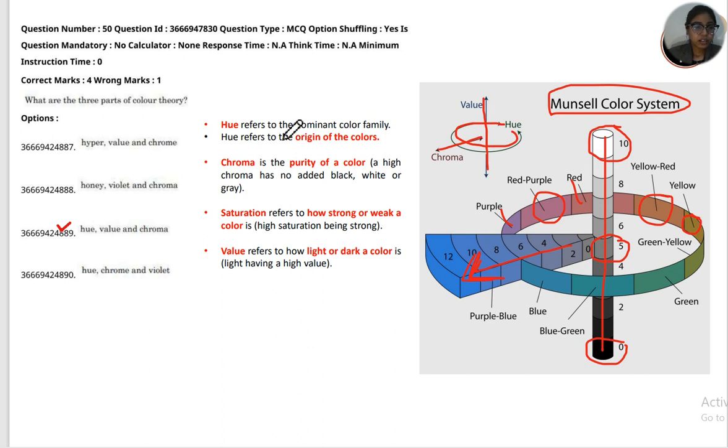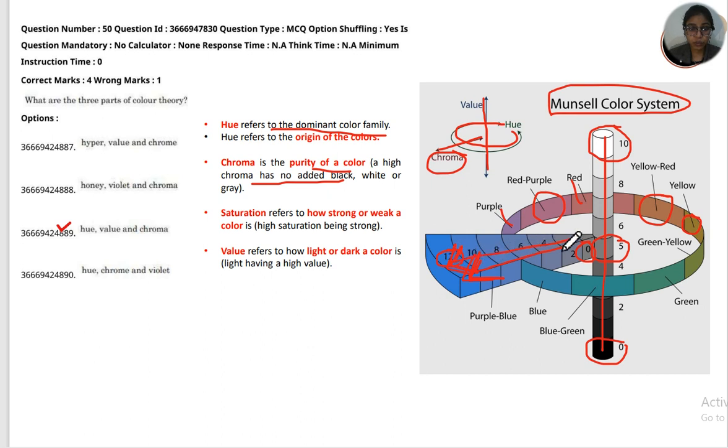So hue refers to the dominant color family. As I told you, hue is the origin of the color. Chroma is the purity of a color. See, this is your chroma, this is the purity. As you're moving up, you're getting into more purity. A high chroma has no added black. See, a high chroma means this is 0 and this is 12. So 12 is a high chroma, so it has no added black.